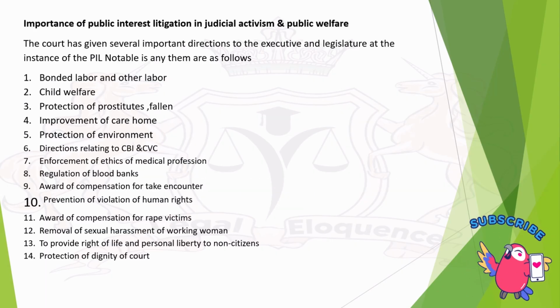Importance of public interest litigation in judicial activism and public welfare. The court has given several important directions to the executive and legislature at the instance of PIL. Notable among them are as follows: bonded labor and other labor, child welfare, protection of prostitutes, improvement of care homes, protection of environment, directions related to CBI and CVC, enforcement of ethics of medical profession, regulation of blood banks, award of compensation for fake encounters, prevention of violation of human rights, award of compensation for rape victims, removal of sexual harassment of working women, right to life and personal liberty for non-citizens, protection of dignity of court.